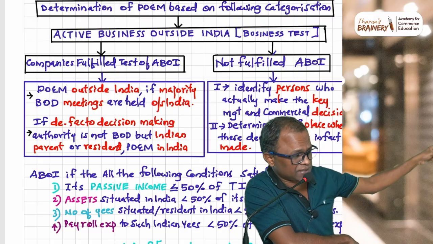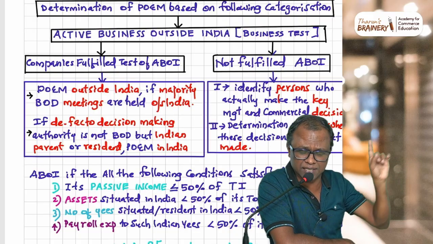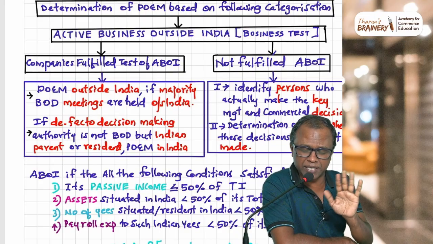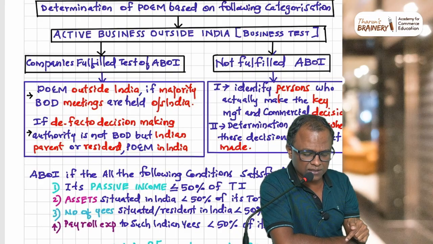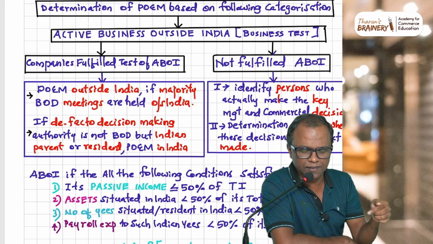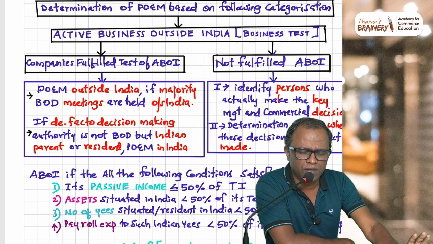So that's the second part they're saying. Even though the active business outside India test is satisfied, all the four tests are satisfied, do not go for board meeting criteria. Just look at this. If the de facto decision making authority is not the board of directors, but the Indian parent or Indian resident, then POEM is in India.